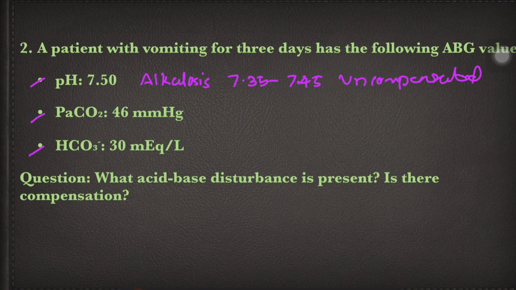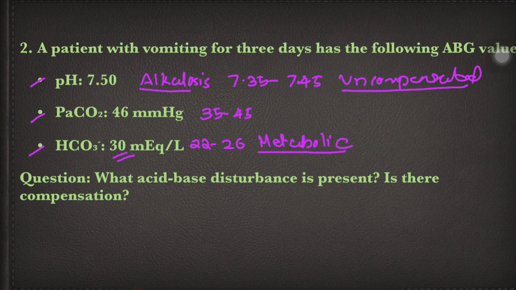Then look at PaCO2. Normal PaCO2 is 35 to 45. It is 46. It is normal to slightly elevated, but not elevated enough to cause respiratory acidosis. So look at bicarbonate. Normal is 22 to 26. Here it is 30. It is abnormal. So it is metabolic. So we got the answer: metabolic alkalosis uncompensated.